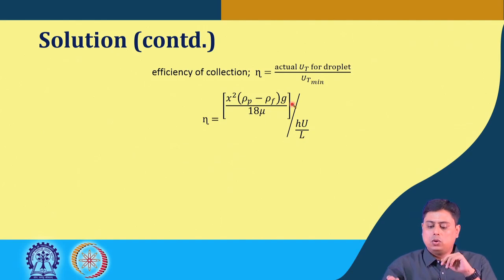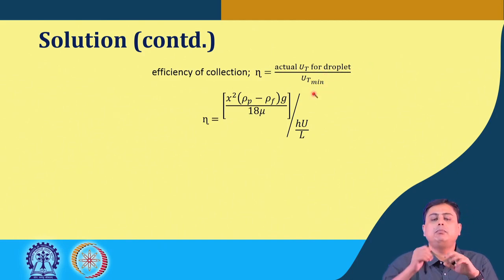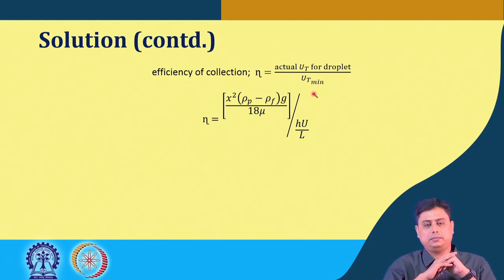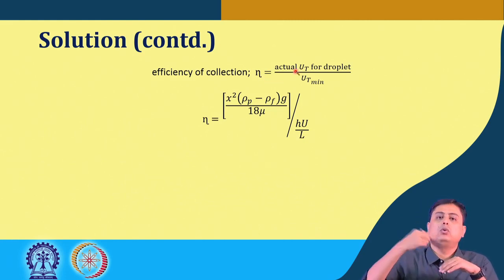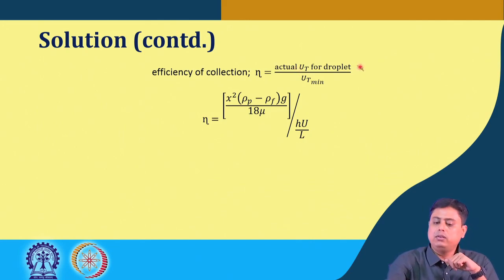Fine. So, this is the actual terminal velocity of the droplet, this is the real scenario, divided by the minimum requirement to rise to the height h. As more particles have this, the efficiency goes up and up. Now, the actual UT for any droplet in the Stokes law region is this one, and this is our minimum requirement.